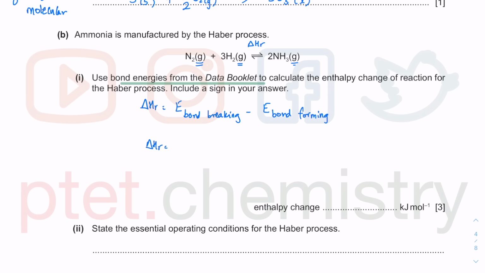So what are we breaking here? We are breaking a nitrogen-nitrogen triple bond. So we have 1 times 944 for the nitrogen-nitrogen triple bond. We are breaking 3 mole of these hydrogen-hydrogen single covalent bonds. So there's 3 times 436. We close the bracket because that's everything we need to break, and then minus everything we need to form. We have 2 times NH3.